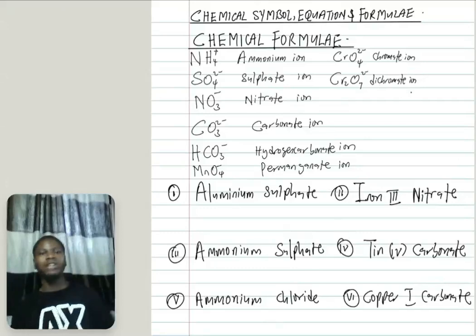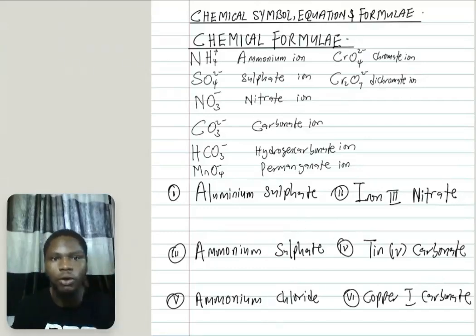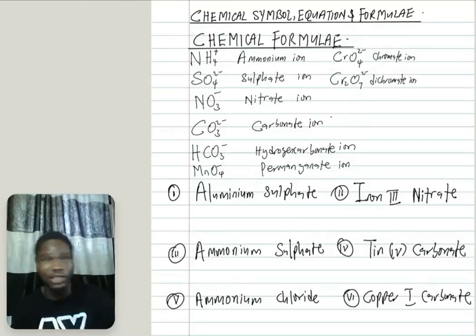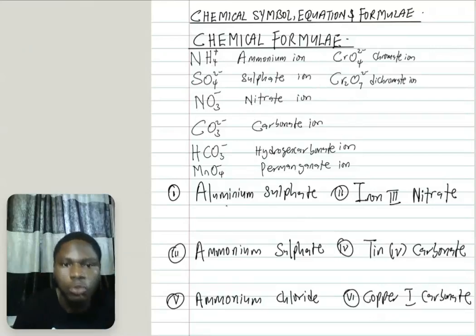Now, let's look at how to write the chemical formula for all this. I've written some of this in case you need to make reference to them. So we have aluminium sulfate. What is aluminium? Al3+. We've learned that already. And what is sulfate? Sulfate ion is SO4 2-.